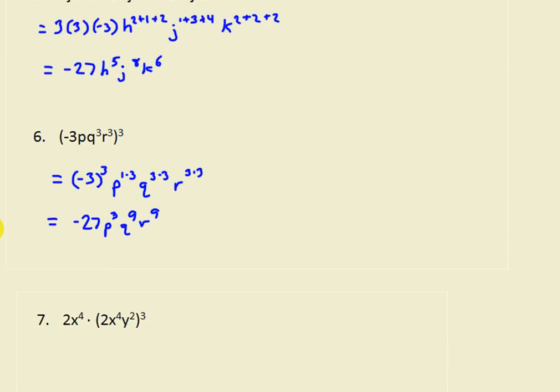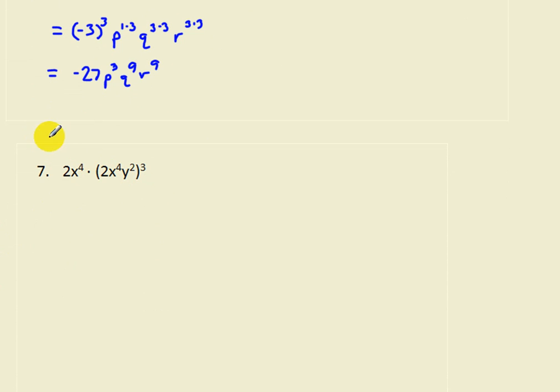All right, let's look at one more. Number 7, we have 2x to the 4th times, in parentheses, 2x to the 4th y squared, all to the 3rd power. So we need to apply this exponent first before we can multiply by that first term of 2x to the 4th. So initially I'm going to rewrite that first term as it appears. Now we need to take 2 to the 3rd power and then apply our power of power property here.